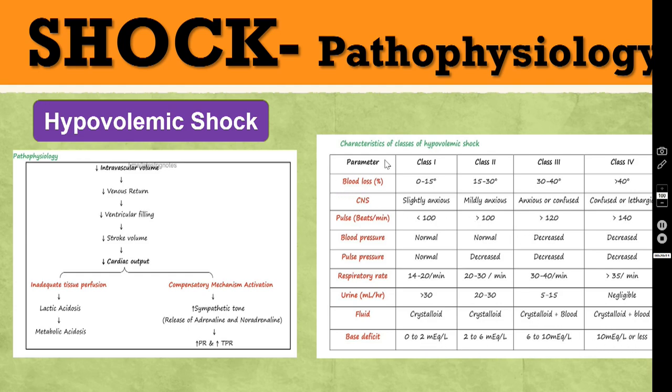Yeah, this is the most important thing you must know about the various classes of this shock and various parameters in this. So, if you are encountering a case of hypovolemic shock, you should be able to put these patients in one of these classes, either class 1 to class 4.